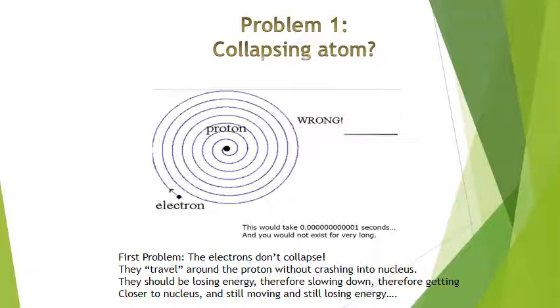Okay. The problem with that is electrons don't collapse. They are out away from the protons. Otherwise, atoms wouldn't exist. We know that electrons are away from protons. Okay, the paradox here is that they should be losing energy and slowing down, therefore getting to the nucleus, but they're not. Okay, so that's our problem, and we'll see how that is resolved later in the slides coming up.